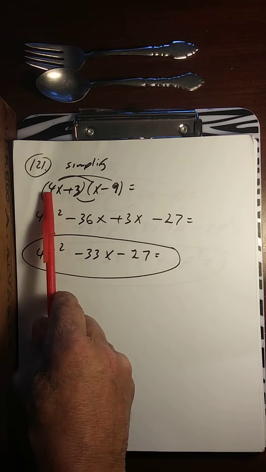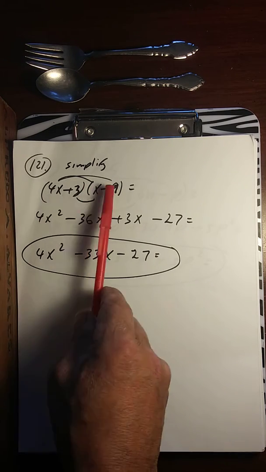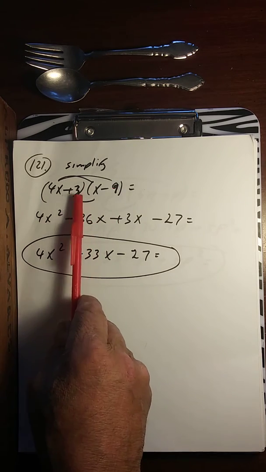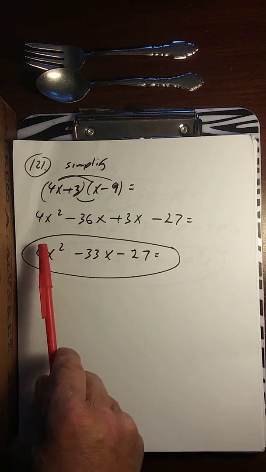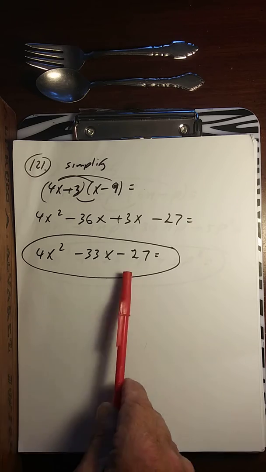Simplify this, so you're going to go 4x times that is 4x squared, 4 times that is negative 36x. 3 times x is 3x, and 3 times negative 9 is negative 27. Put these together, 4x squared minus 33x minus 27.